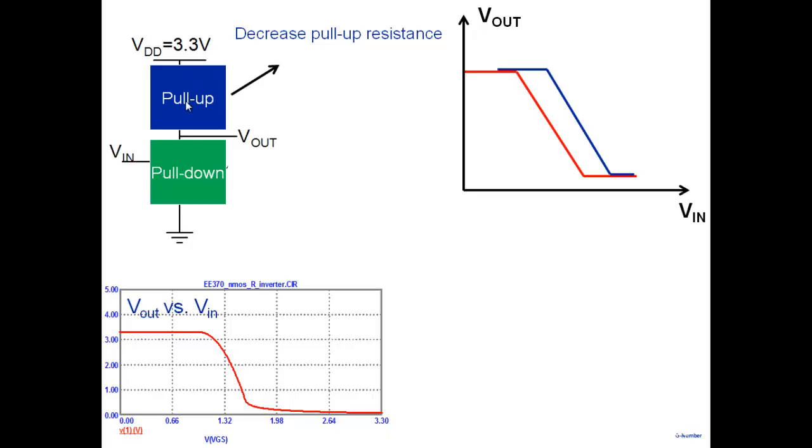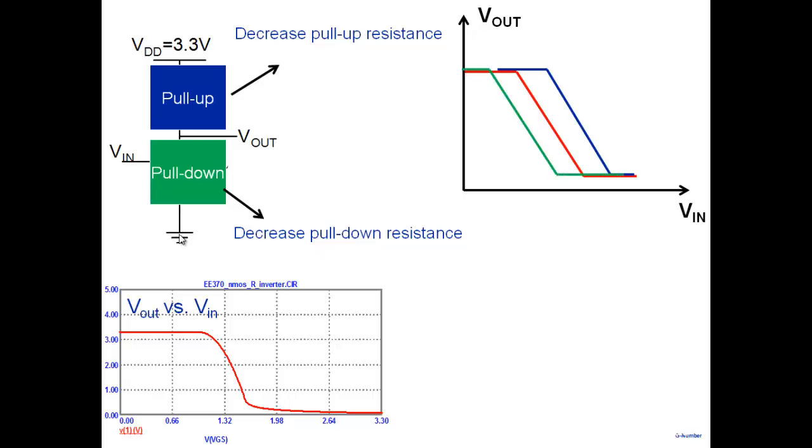Why? Because now this has become stronger. Lesser resistance means this node is more strongly connected to VDD here. More strongly connected means it will stay on for a longer fraction of the voltage here. And then it will come down. Similarly, if I decrease my pull-down resistance, I'm making this stronger. Resistance becoming less means this is becoming stronger, which means this is more strongly connected to the ground here. So the characteristics will shift towards the left.